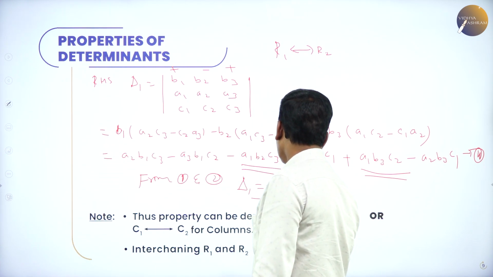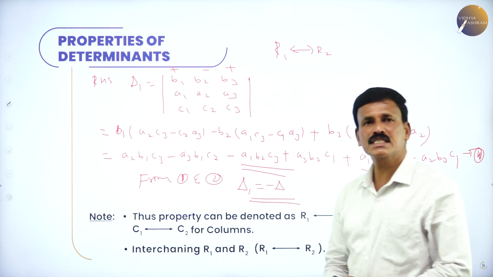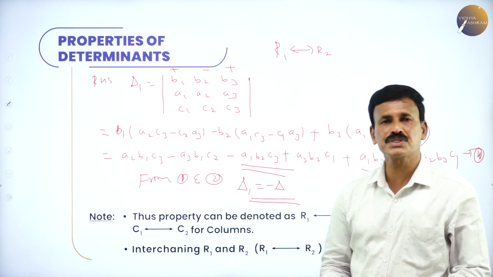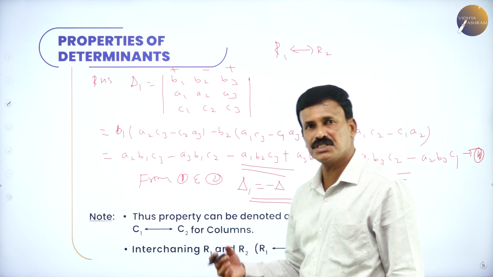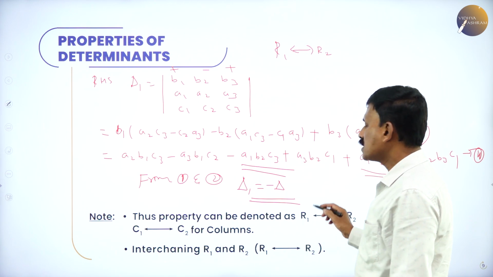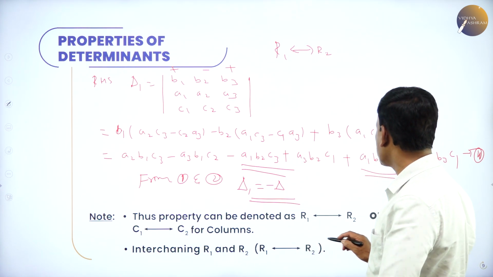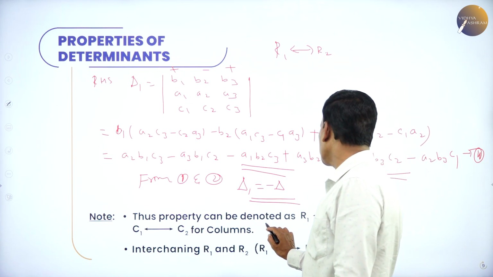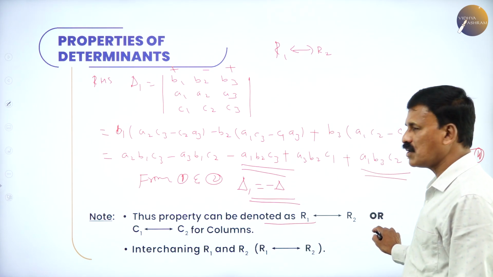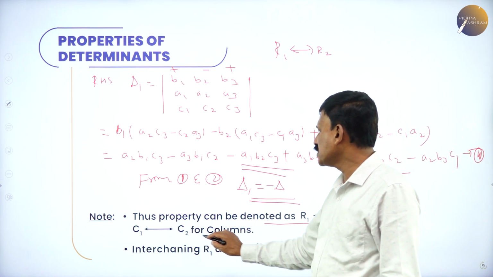So the value of a determinant changes in its sign whenever two rows or two columns are interchanged. This is a very important property. I will give an example for this also. This property can be denoted as R1 interchanges with R2, or interchanging C1 and C2.